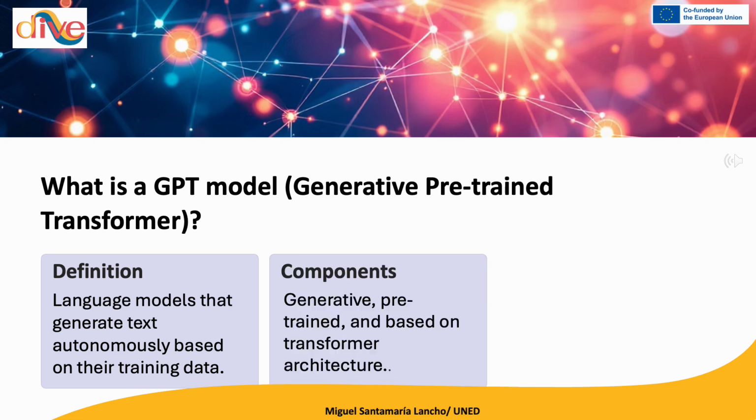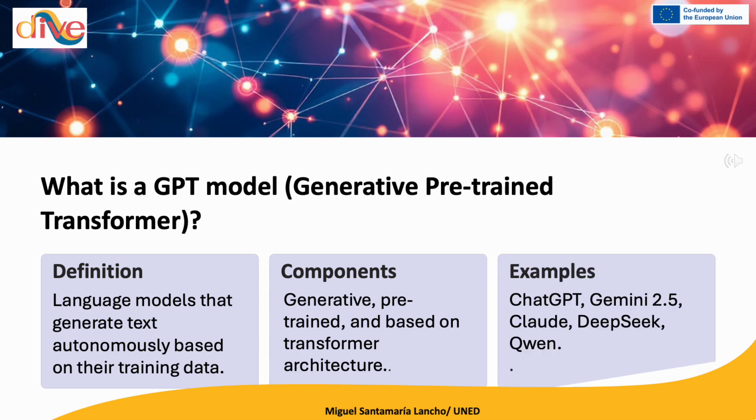Their key features are that they are generative, pre-trained on large amounts of text, and based on transformer architecture, which allows them to understand context and generate coherent responses. Examples include popular tools such as ChatGPT, Gemini 2.5, Claude, and others. In the next slide, we will look at what they can do and their limitations.